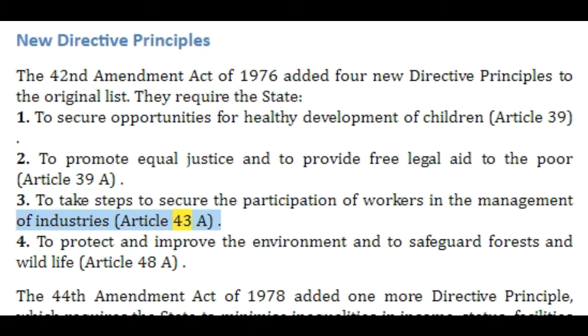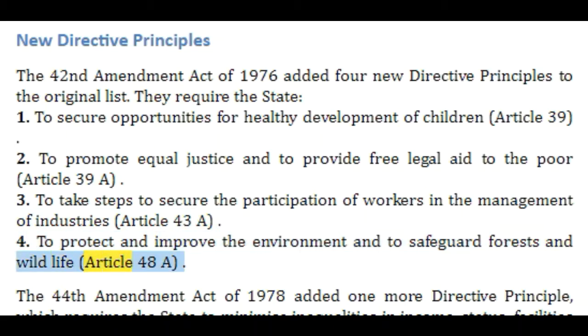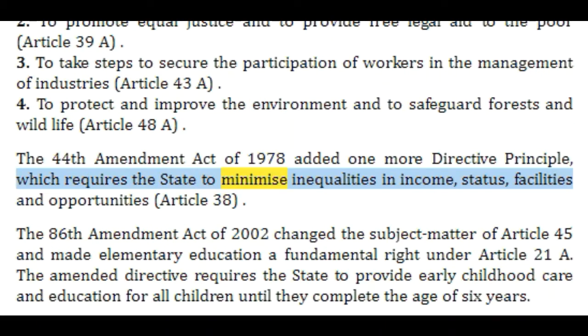Article 39A. 3. To take steps to secure the participation of workers in the management of industries. Article 43A. 4. To protect and improve the environment and to safeguard forests and wildlife. Article 48A. The 44th Amendment Act of 1978 added one more directive principle, which requires the state to minimize inequalities in income, status, facilities, and opportunities.